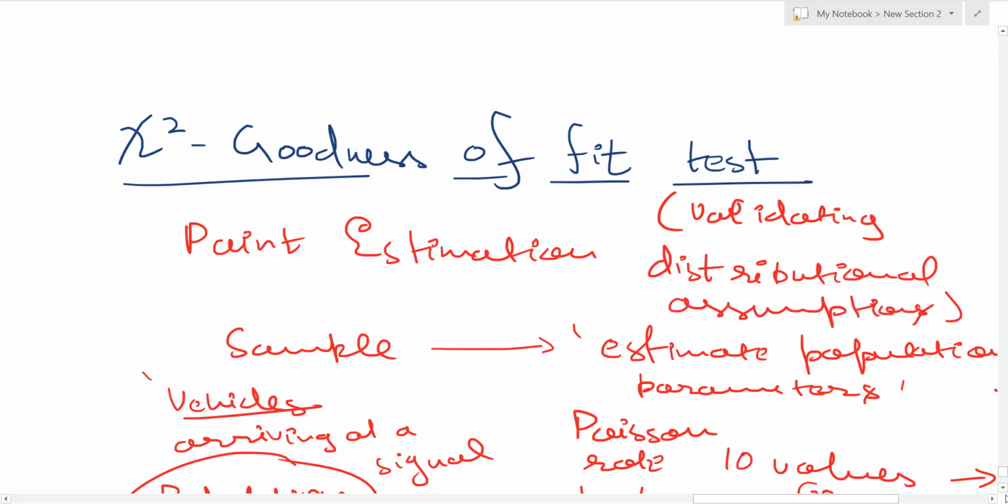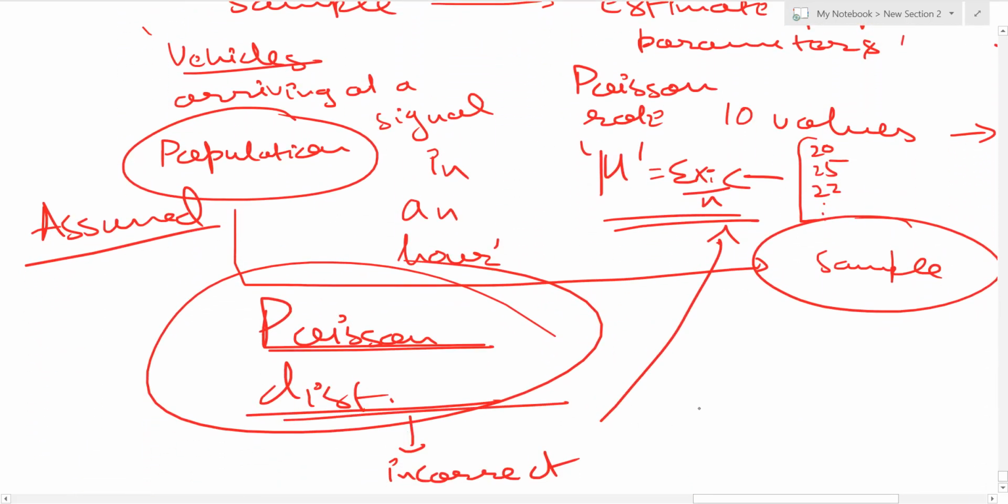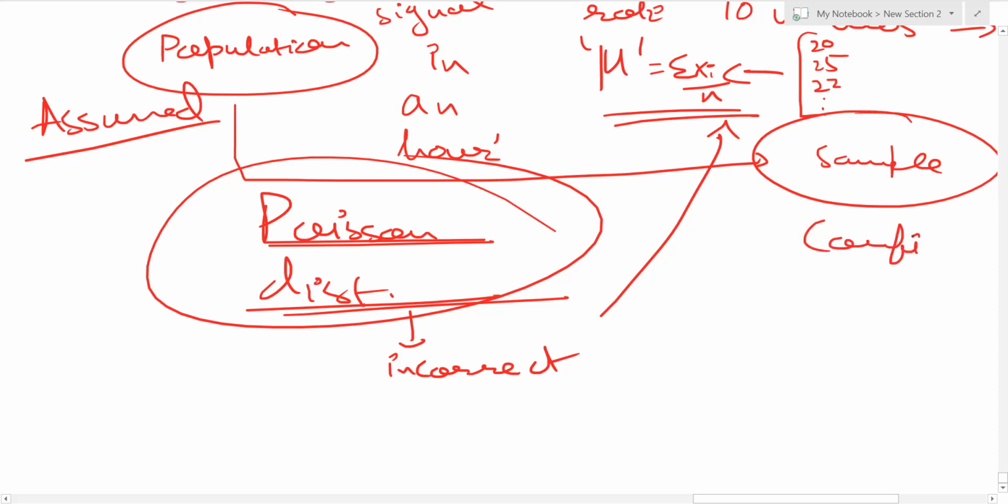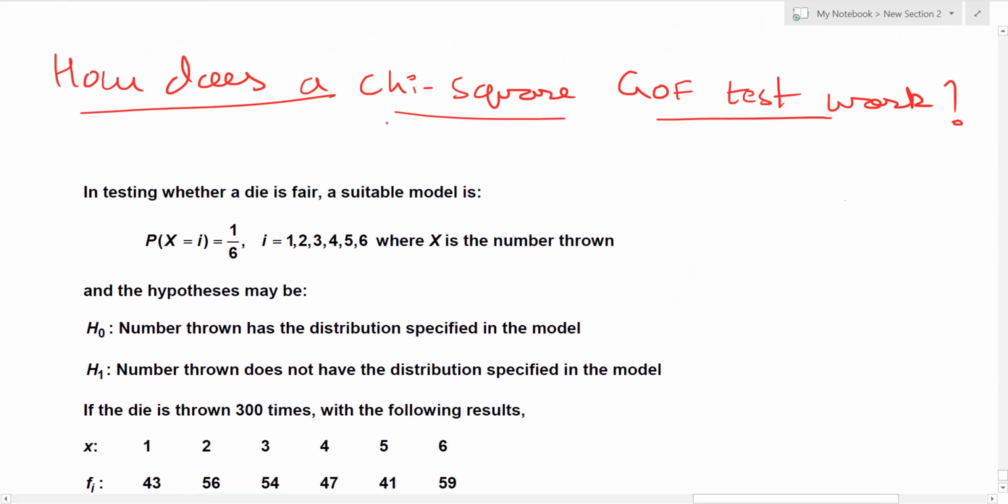So how do I check whether the initial assumption that the data pertains to a Poisson distribution was correct or not once I have performed this estimation? Whether my sample conforms to the assumed distribution. This is the question, and this is what I'll address in this section. So let's get into it. The next question is, how does a chi-square GOF test work? GOF means goodness of fit. I'll take an example to explain this, because it's understood best that way.